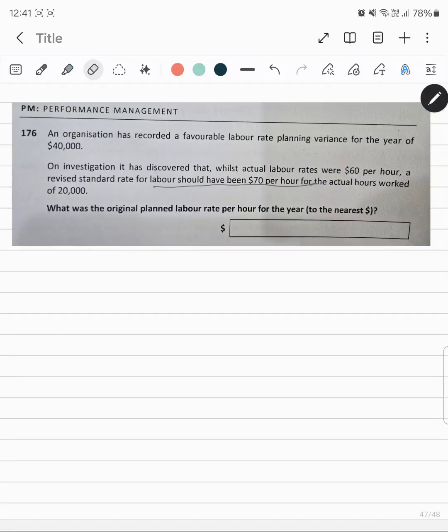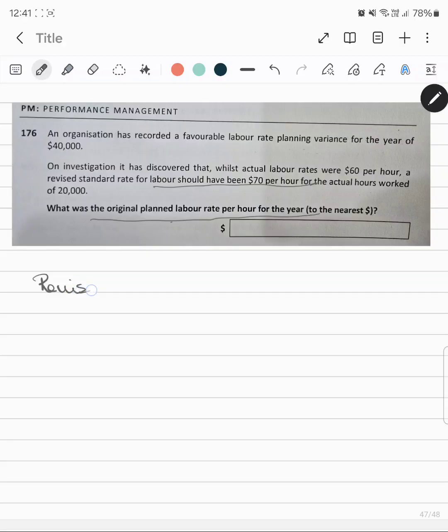So the question over here says, first of all, I read the requirement. What was the original plan rate per hour for the year? So for any calculation, I would definitely need the formula. And what is the formula of plan rate? Basically this then relates to planned labor rate variance, right? So what is the formula for that?